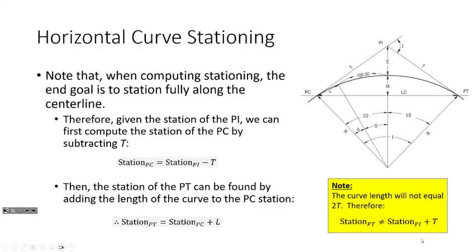So I start at the PI, I back up to the PC, and then I continue my stationing along the curve. So the PT station is PC plus L. Does that make sense? Everybody okay with that? It's an easy thing to go, oh, it's just PI plus T, but that's wrong, okay? Because the point is, the curve length is not going to equal 2T, if you want just a pure math answer. L is not going to equal 2 times the tangent, okay? And you'll see that in the example we're about to do. It's going to be off. Any questions?